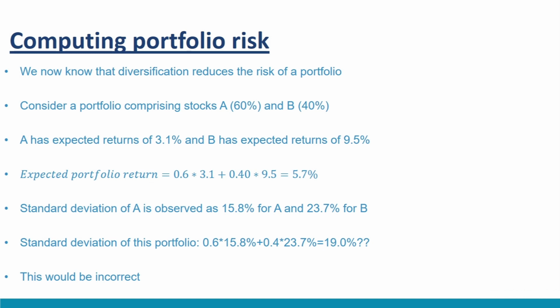Calculating the expected returns is very intuitive and easily done. However, computing the risk of the portfolio is not as easy. In the past, the standard deviation has been observed as 15.8% for stock A and 23.7% for stock B. If you think that the standard deviation of this portfolio is simply the weighted average of the two stocks, that is 0.6 times 15.8% plus 0.4 times 23.7%, equal to 19%, this would be incorrect. As a special case, only if the prices of the two stocks moved in perfect lockstep would this computation be true. For any other case, the diversification, as we see shortly, will reduce the risk below this figure.